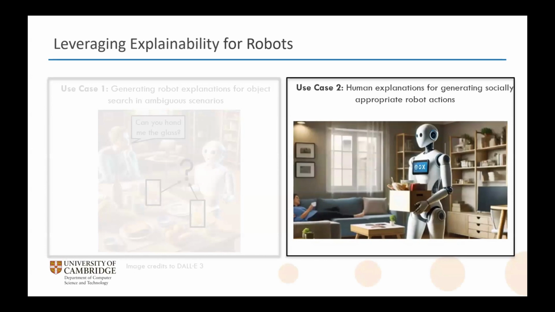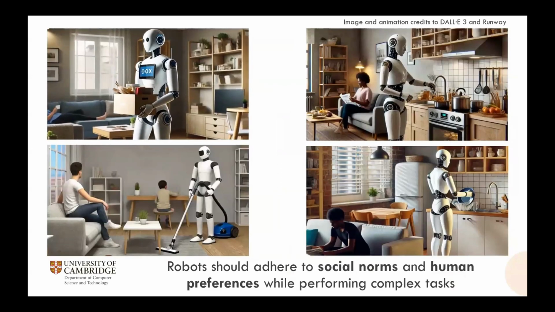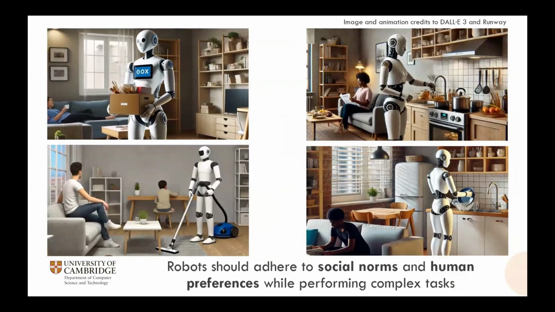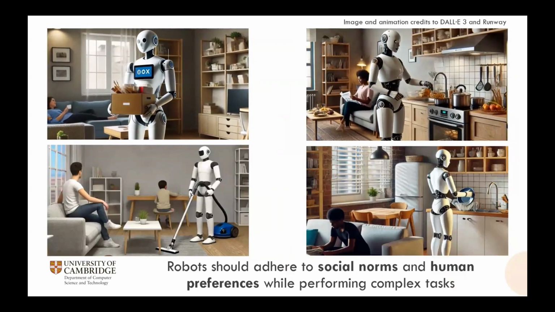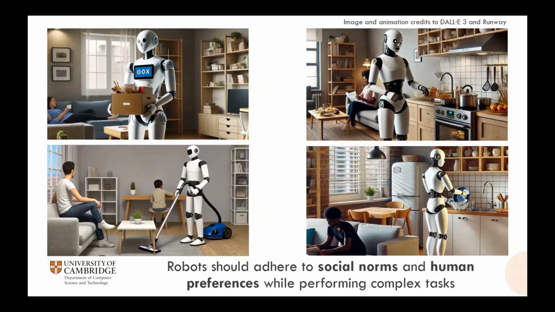And now in the second use case, we are going to see how human explanations can be used to generate socially appropriate robot actions. So we expect robots to operate in human environments and perform very complex tasks, right? Carrying heavy objects, doing the cooking, vacuum cleaning, doing the dishes for us, all these complex tasks. But we still expect them to follow our social norms and preferences while doing these complex tasks.